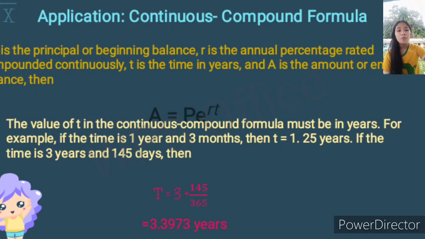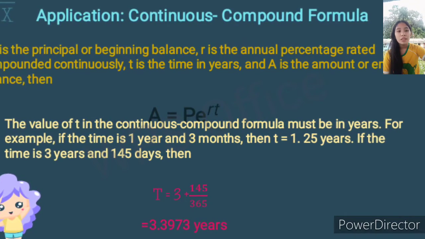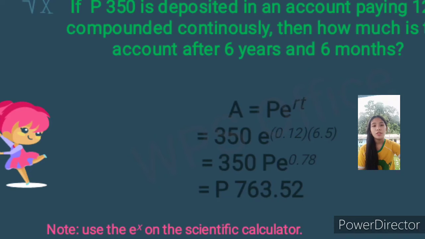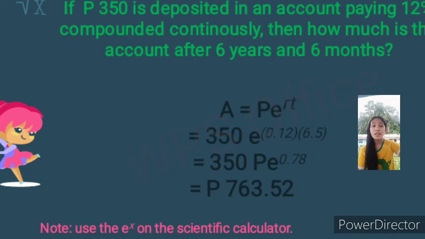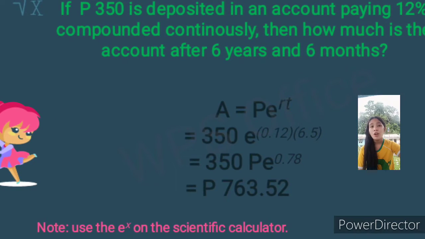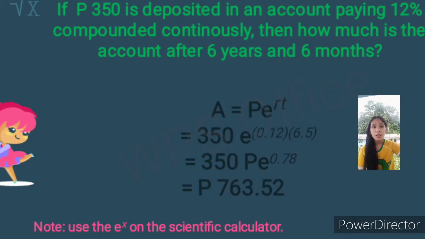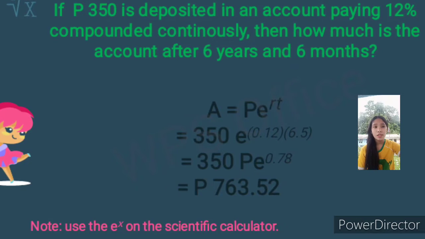So, it is 3.3973 years. An example for that is if 350 pesos is deposited in an account paying 12% compounded continuously, then how much is the account after 6 years and 6 months?